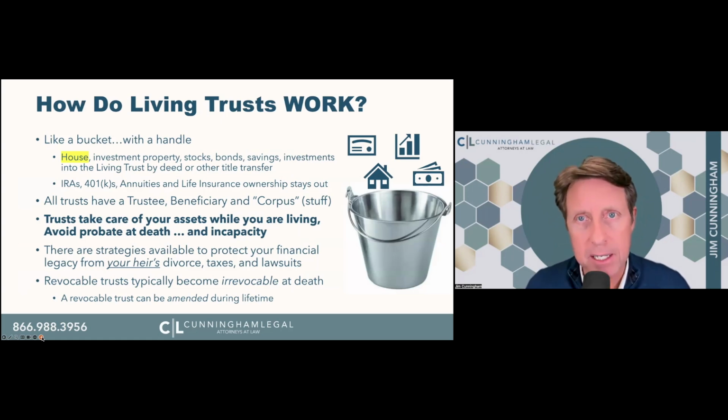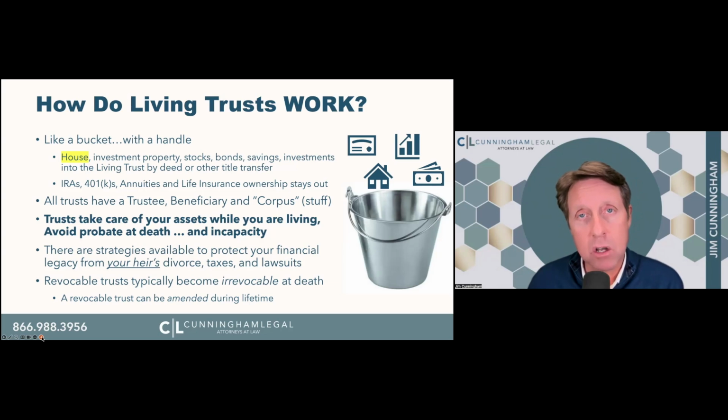A living trust is like a bucket, right? It's a bucket with a handle. The trustee is the person in charge. It's like the president of the trust. That trustee is holding on to the handle. And then what you do is you put your house, stocks, bonds, and mutual funds into the trust bucket. And when that trustee, which is you, I mean, I have a living trust, it's a bucket, I put my house in my trust, I'm holding onto the handle as trustee. When I stop being trustee, that bucket passes to the successor trustee.